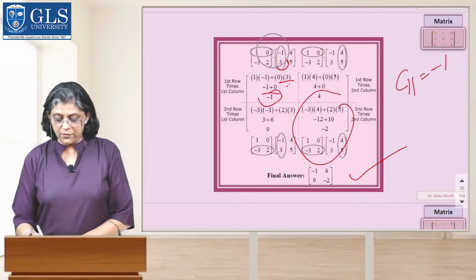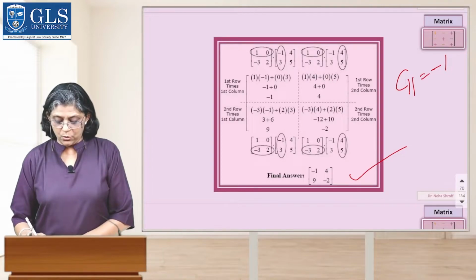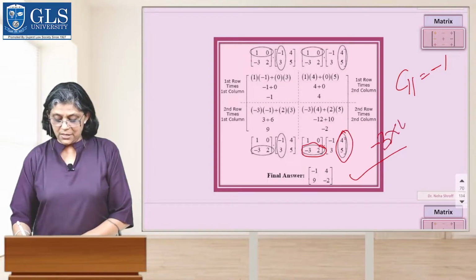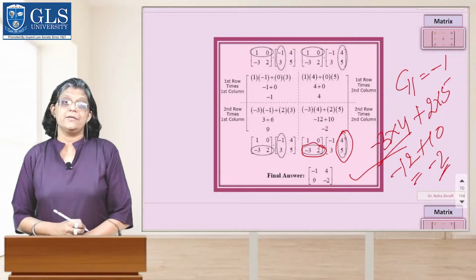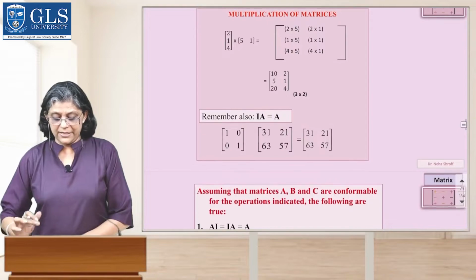So the result for the second row, second column: this is my second row, this is my second column, that is -3 into 4 plus 2 into 5. This is -12 plus 10 and that is equal to -2. Probably you have understood this. That is, I am multiplying the matrix.